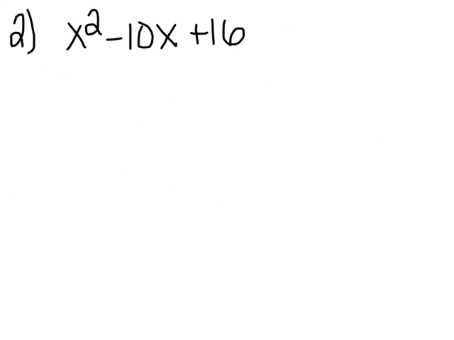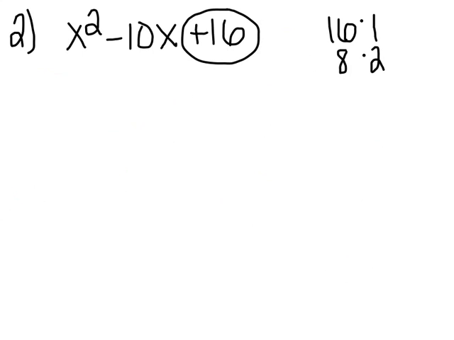In example 3, we'll be looking at the factors of 16. So our factors of 16 are 16 times 1, 2 times 8. 16 is not divisible by 3, but it is divisible by 4, 4 times 4. Because we have a plus 16, we'll be looking at the factors of 16 that add to give us 10.